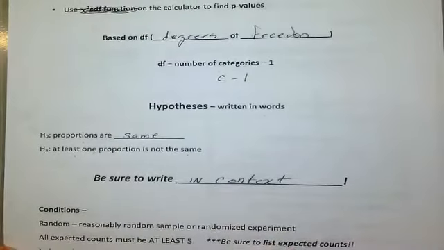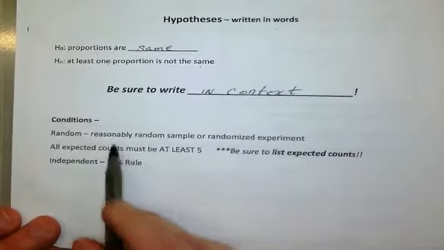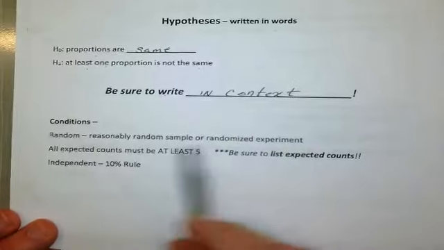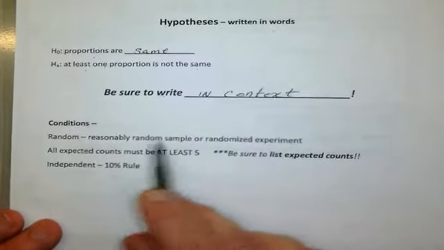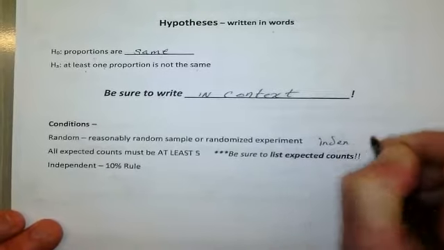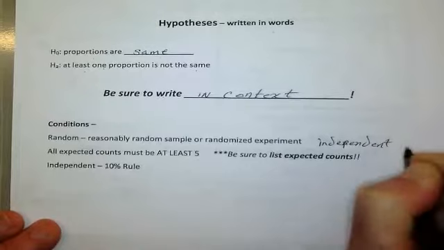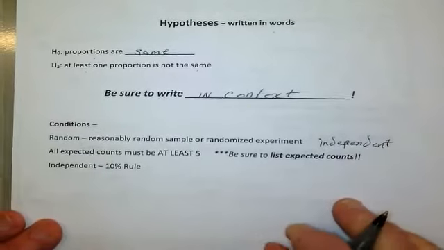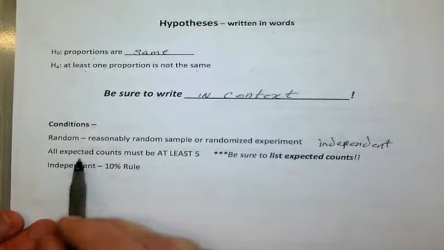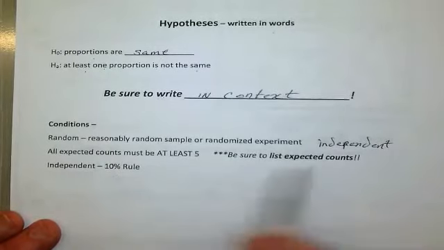Which leads us to our conditions, and there's only three conditions, which is normal for us, no pun intended there. We have a reasonably random sample or a randomized experiment. Now, sometimes I'm going to add just a slight tweak to this. Sometimes if it's not a random sample, we're just trying to determine if they are independent or not. Independent if the parts of the sample are independent of each other. We talk about the 10% rule. And then we look at all expected counts must be at least 5. Be sure to list expected counts, and we'll do that here in just a moment.